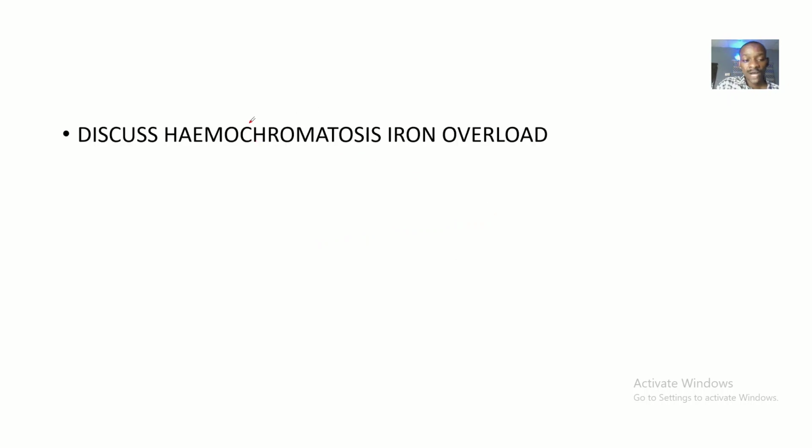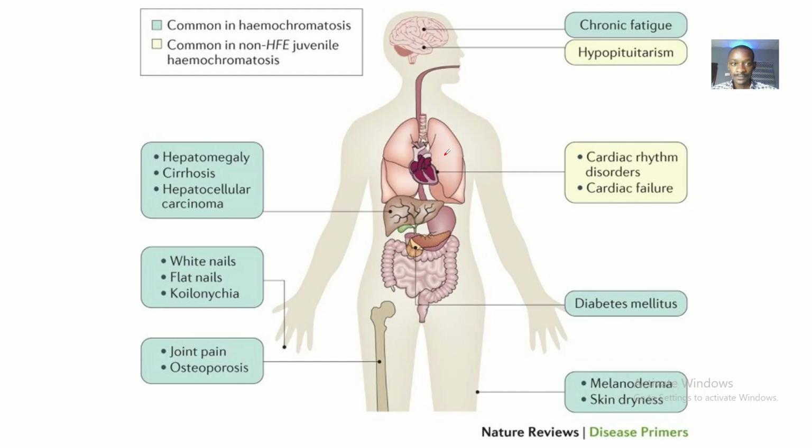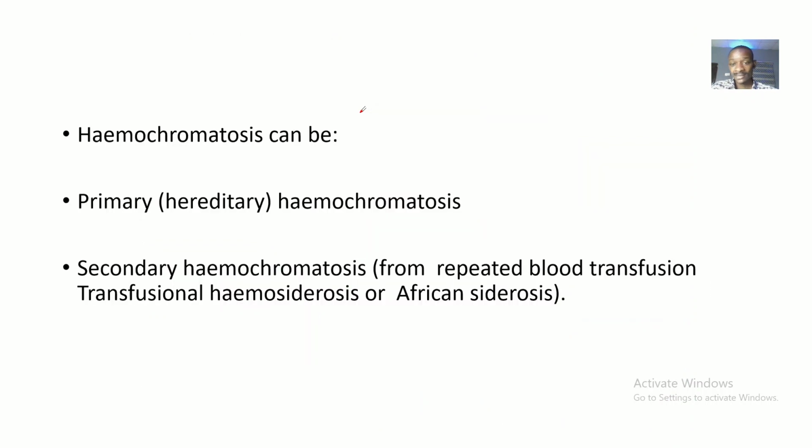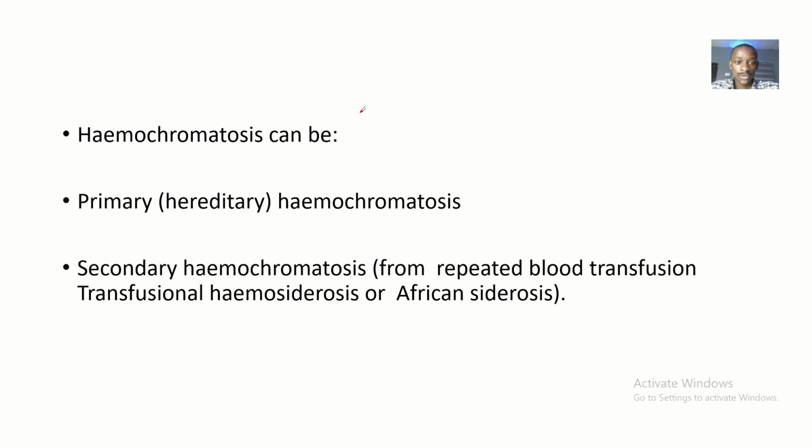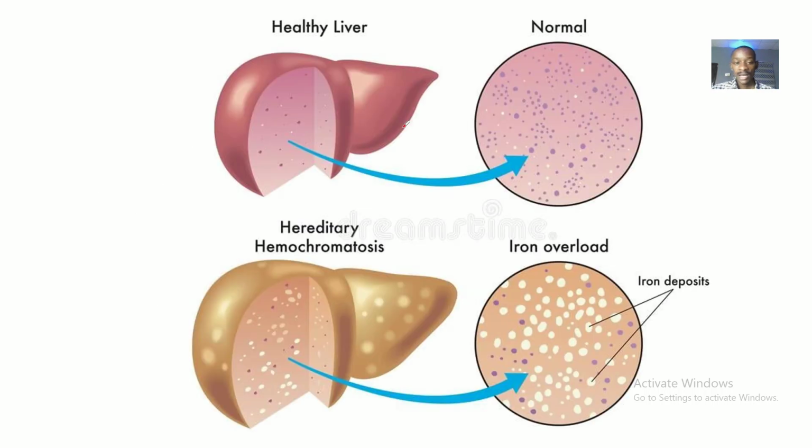And that's why we are trying to discuss hemochromatosis, and that is our focus for this video. Basically, hemochromatosis is the accumulation of iron in organs, like the heart, the liver, the spleen. Do you understand? Most times they use the liver to illustrate hemochromatosis.